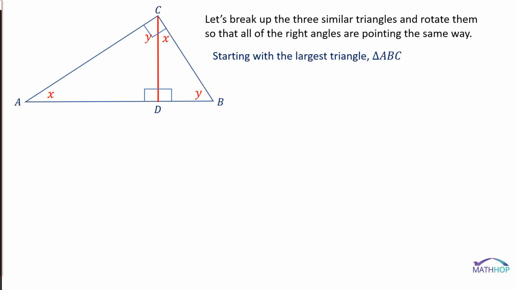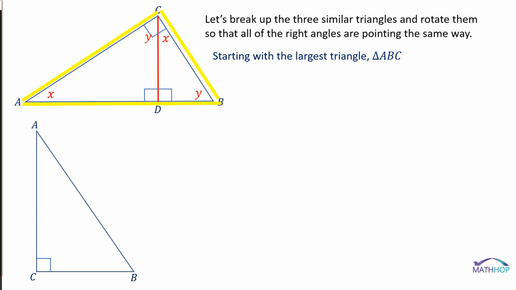If we start with the largest triangle ABC, we go from A to B to C to D. Now what I want to do is just rotate it up and kind of reflect it so that all of the right angles are going to be at the bottom left so we can see these more clearly. So there we have the largest triangle.